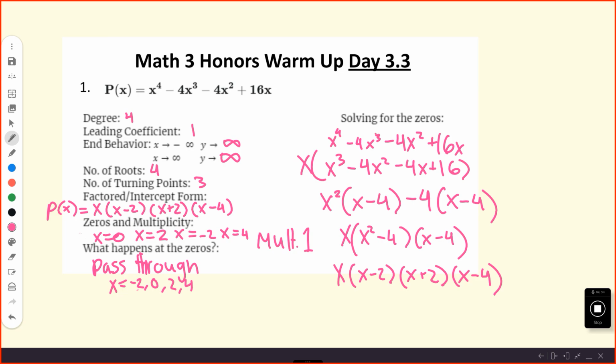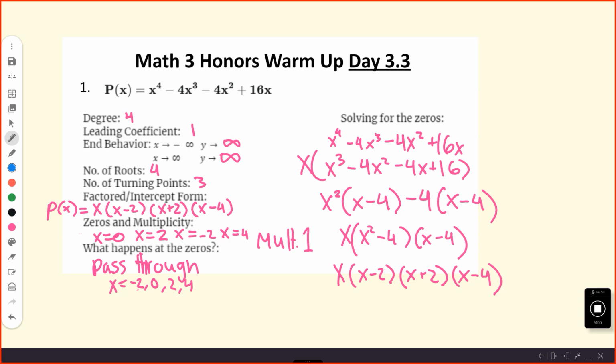So it would be x equals 0 because this is 0. X equals 2 because this is 2 when you equal it to 0. Then it would be x equals negative 2 because it's negative 2. And then x equals 4 because it's 4. And then they pass through because they all have multiplicity of 1, so it's going to pass through all of them. Okay, very good. Let's give a round of applause to Ivy.